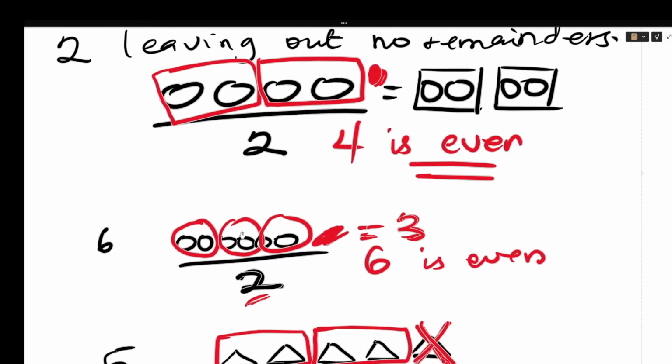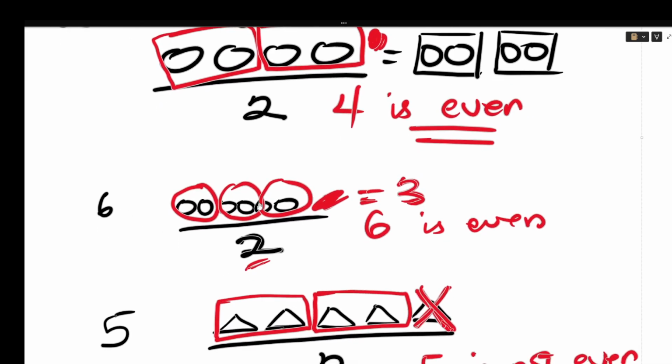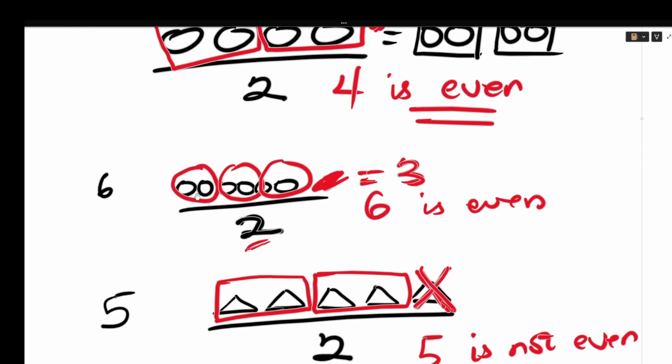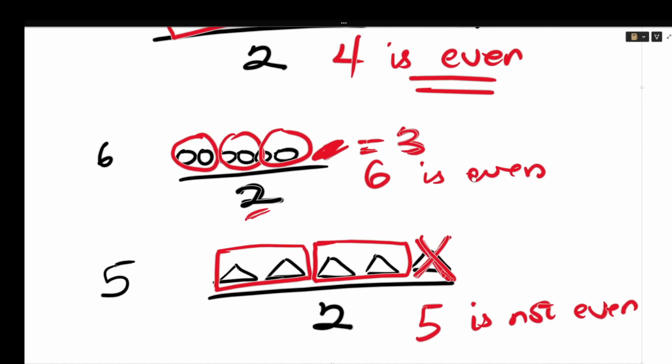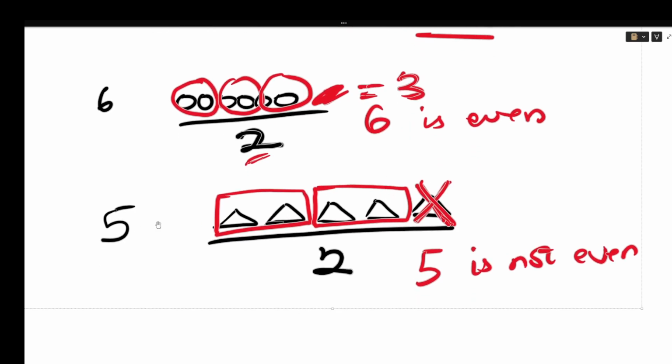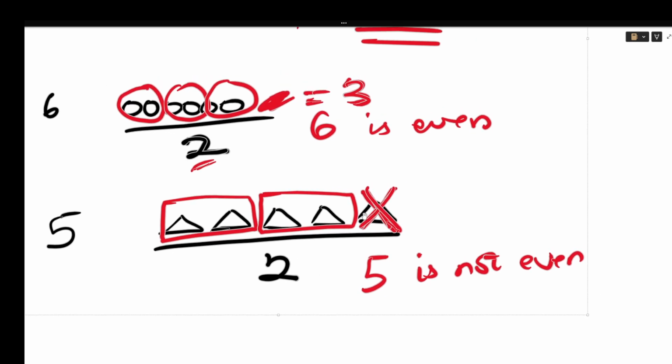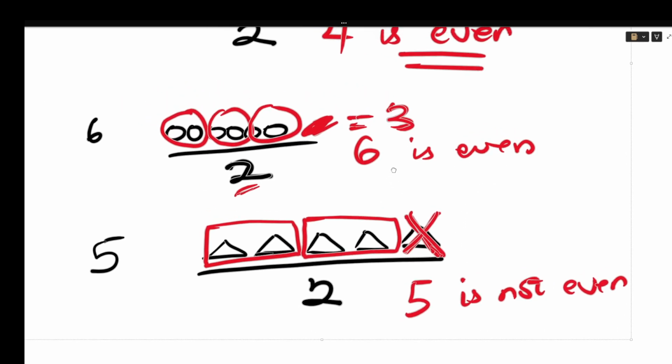Then again, we tested with 6. So we had 6 oranges. We grouped them in twos. And after grouping them in twos, we realized there were no oranges left again. So 6 is even. Then we tested with 5. In grouping them in twos, we had one triangle left. We couldn't group it in two. So we concluded that 5 is not an even number. I hope and believe this is clear.